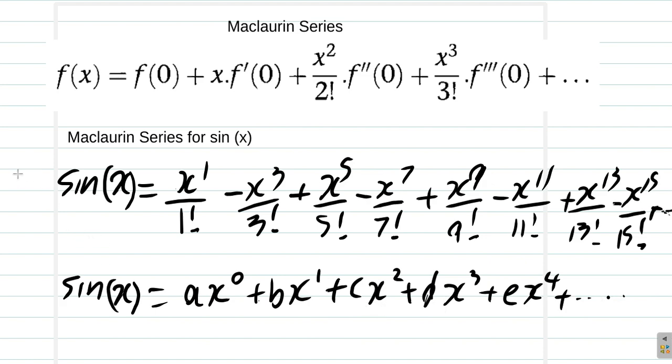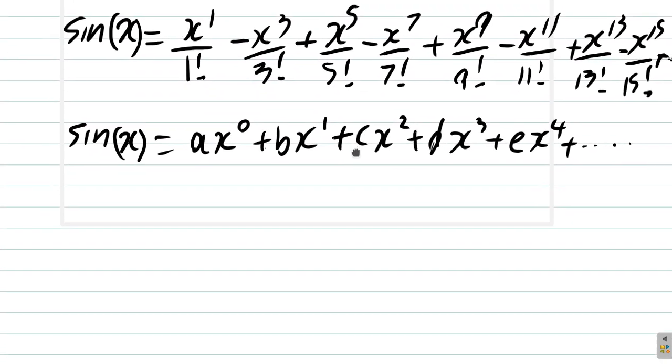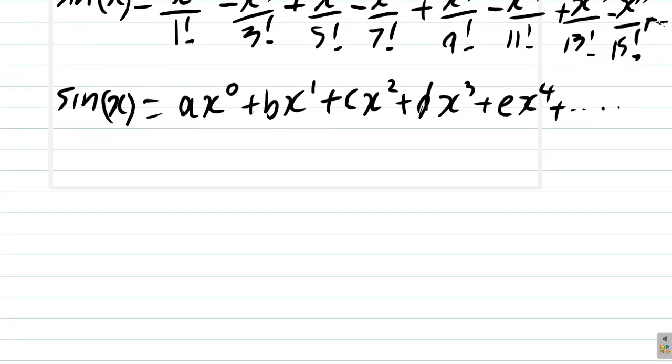Alright? Now, here we need to know what A is, what B is, what C is, and so on. How do we figure out A? Well, let's see something here. When we say x to the 0, whatever x is, x to the power of 0 is equal to 1. So we could just write A, and then of course x to the 1 is just x.